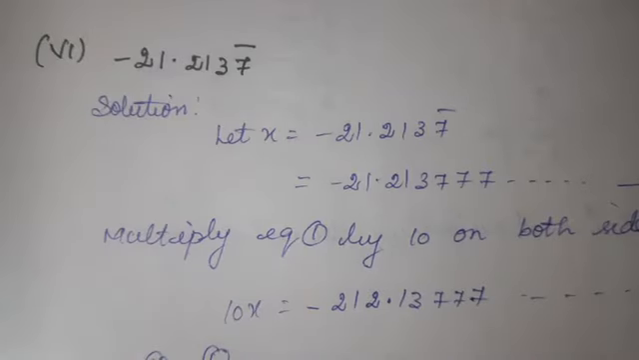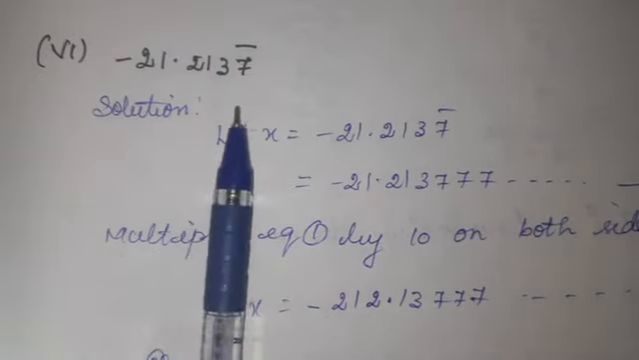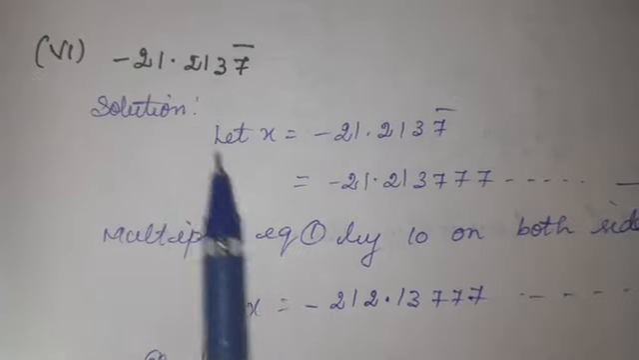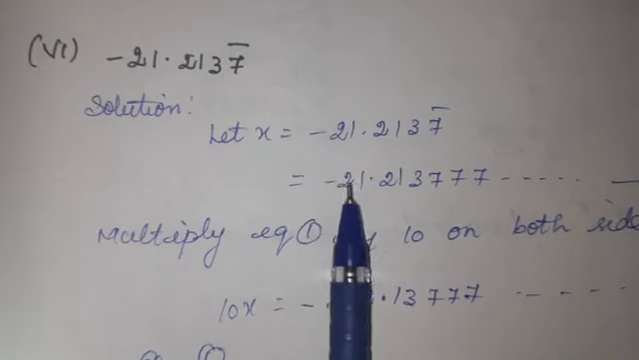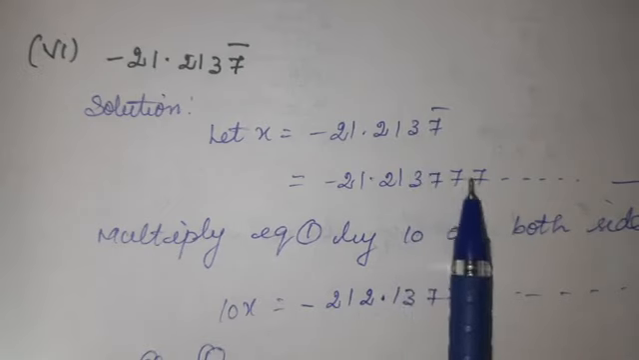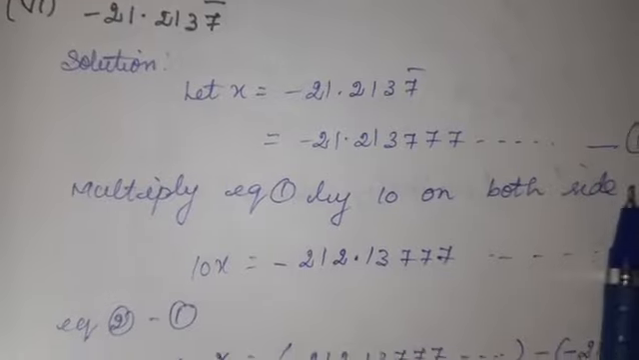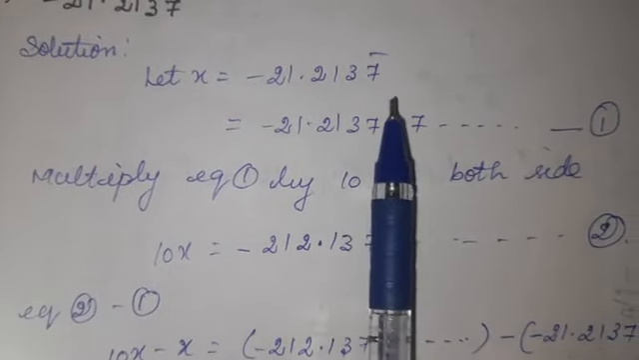The sixth question. Minus 21.213 with a bar for only 7. Solution. Let x is equal to, I have taken that question. Then x is equal to minus 21.213 with a bar for only 7. So 777 I am writing, etc. This one we mark as 1. Here the repeating number is 7, so 1 digit is repeating.